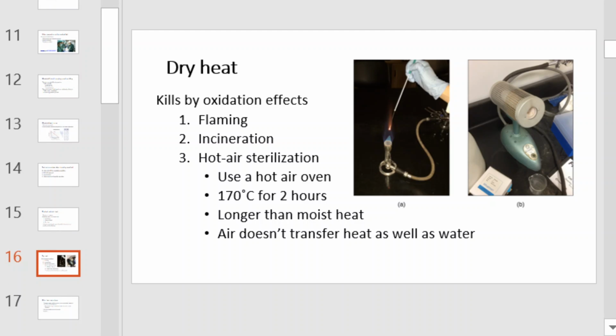Dry heat kills by oxidation effects. Flaming, incineration, and hot air sterilization are examples of dry heat sterilization. In dry heat sterilization using hot air, a hot air oven can be used, which can heat objects up to 170 degrees Celsius for as long as 2 hours. Dry heat is effective, but takes longer than moist heat. The air doesn't transfer heat as well as water.